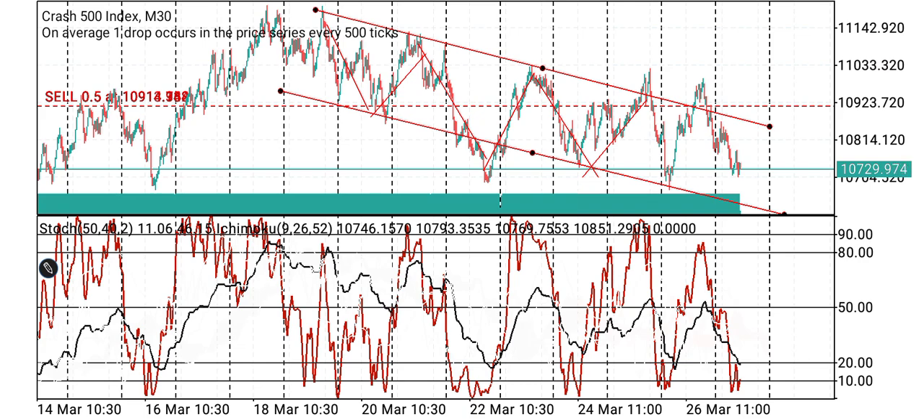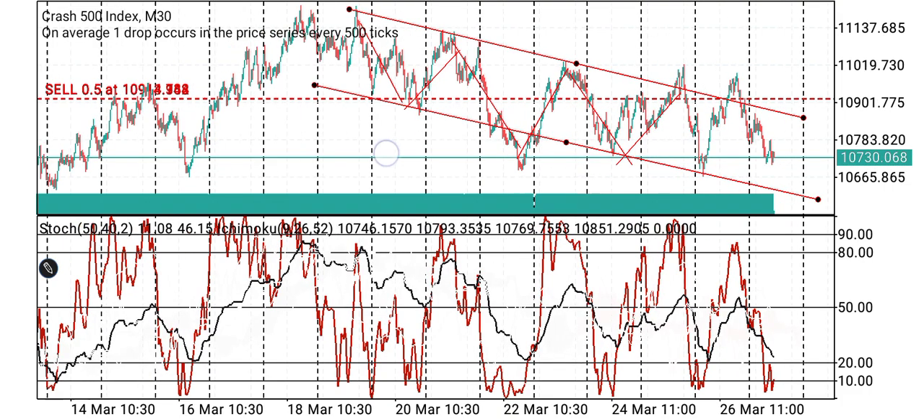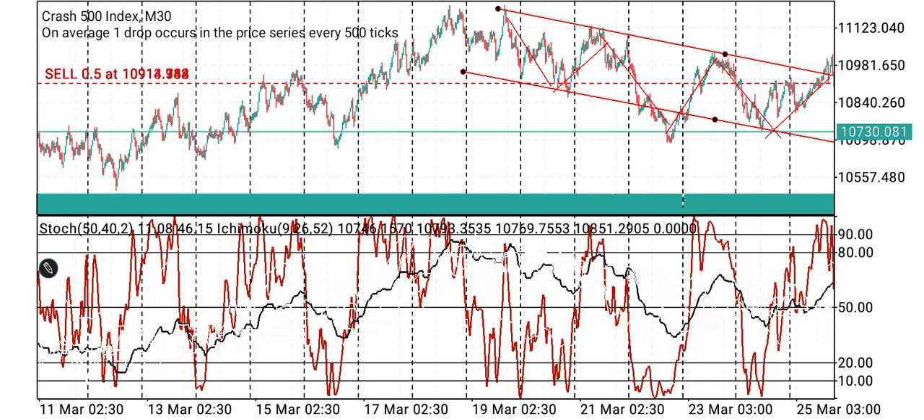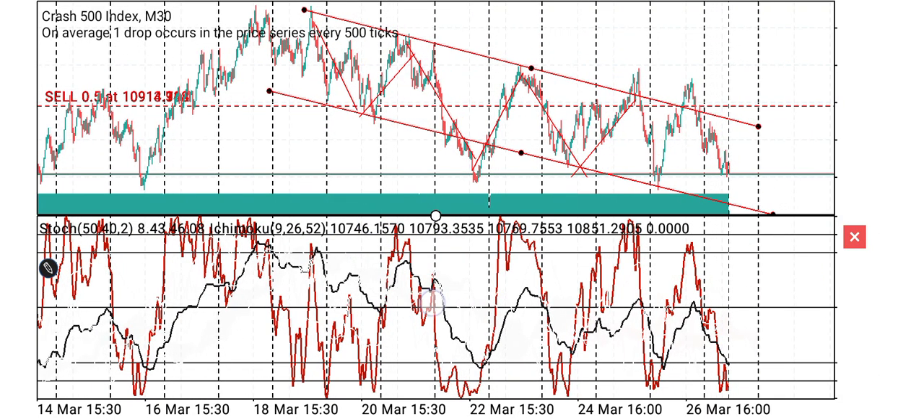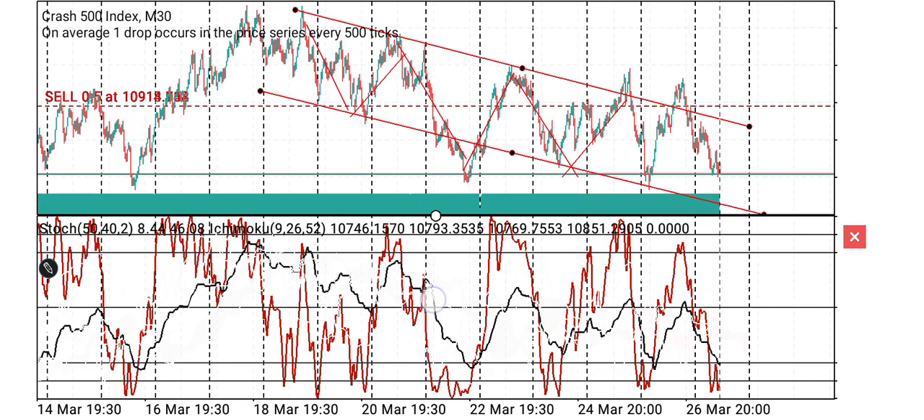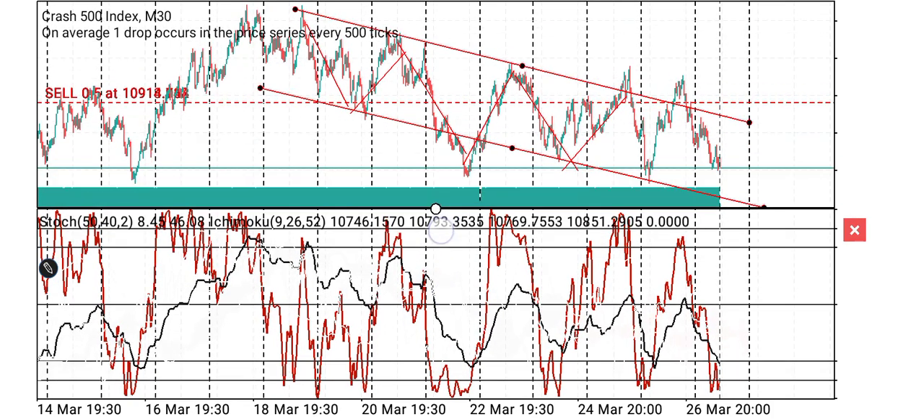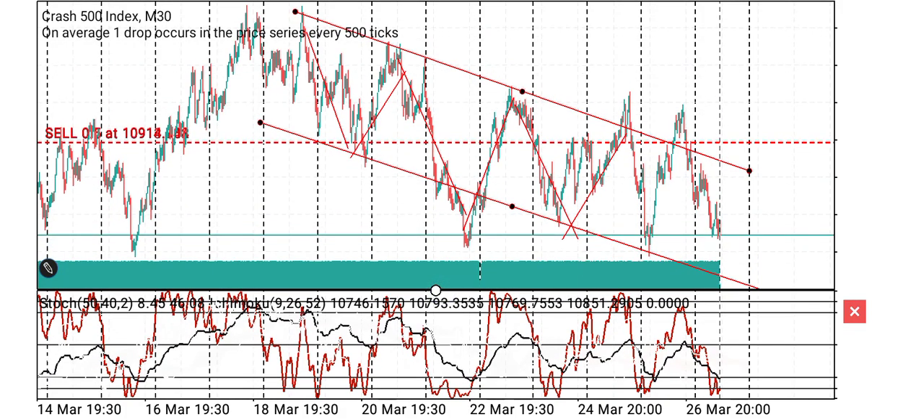So this is how I do my trade, and I'm getting it. This is a 30 minutes time frame, and I zoom it out so that you get a clear picture of what is happening in the market.